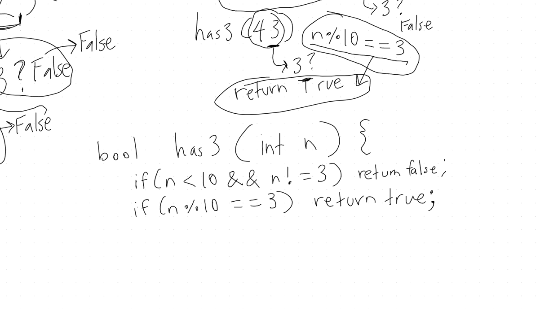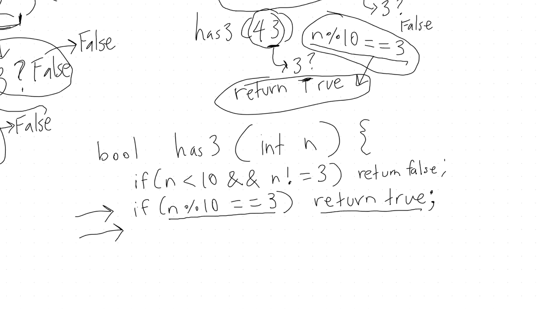Otherwise, if it's not the base case, then this version of the problem is too large for us to solve immediately. So we want to use the recursive call to cut it down to a smaller problem, and also tie it together with the rest of the problem. So we can look here. If we checked that n mod 10 is equal to 3, and we return true, that means we left the function. So if we are here, that means n mod 10 was not equal to 3. Does that make sense so far?